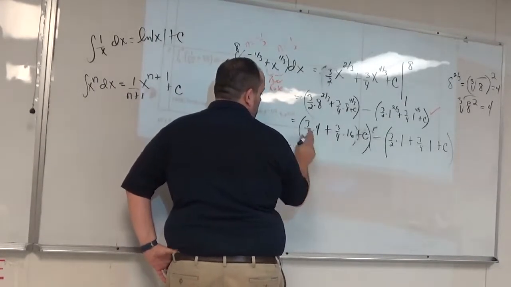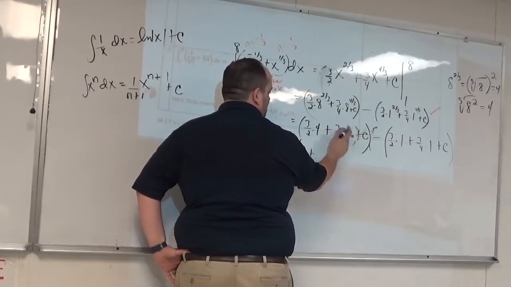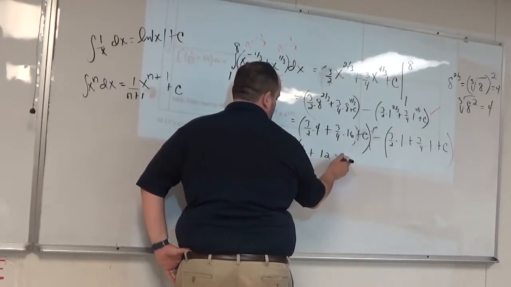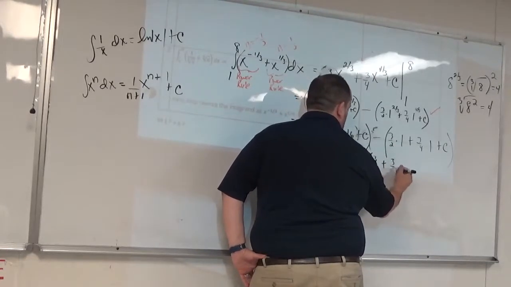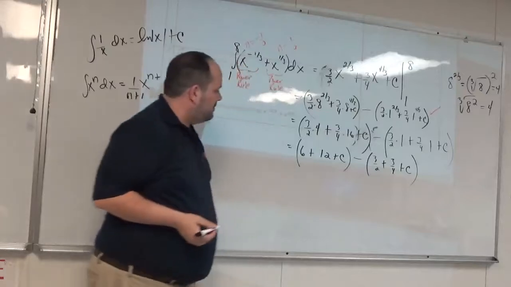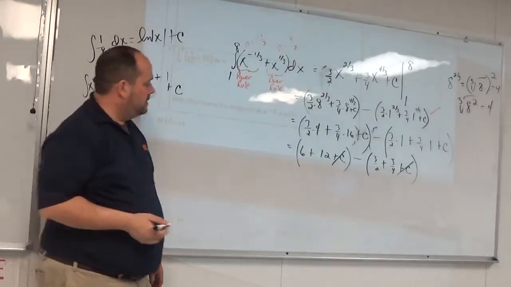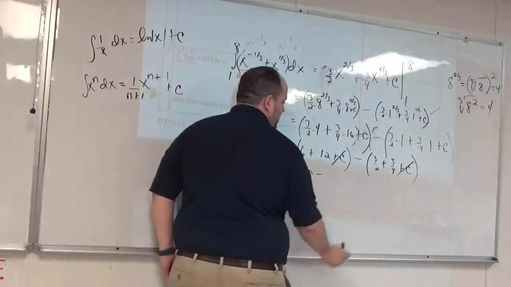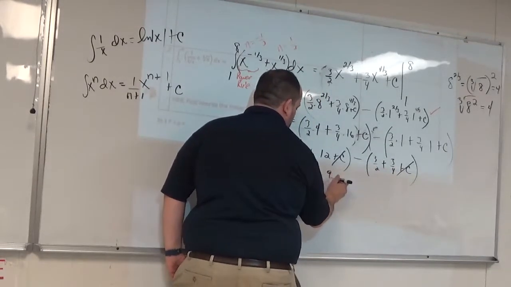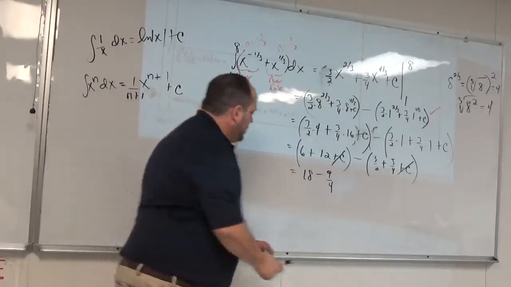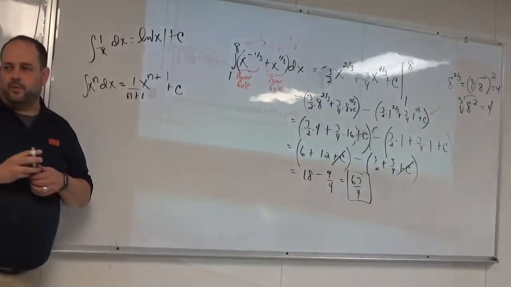3/2 times 4 is really 12 over 2, which is 6. 3/4 of 16. Well, 1/4 of 16 is 4, so 3/4 is 12. Minus 3/2 times 1, plus 3/4 times 1, plus c. The c's cancel out. 12 plus 6 is 18. 3/2 plus 3/4, get a common denominator. 6/4 plus 3/4 is 9/4. Final answer, if you simplify and get a common denominator, 63 over 4.